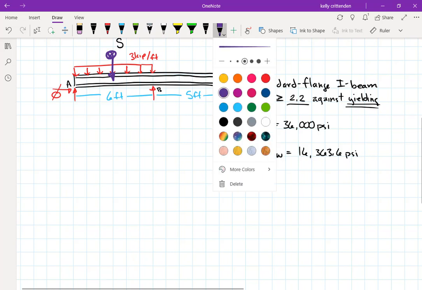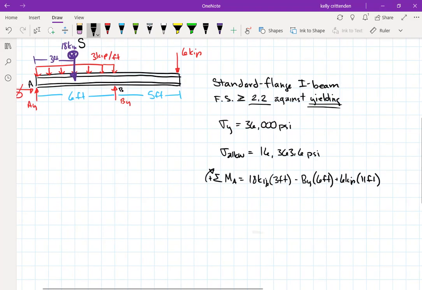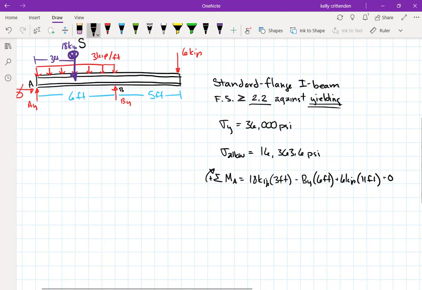We'll lump that together as 18 kips, and it'll be set over 3 feet. And we'll write a moment equation about A. We'll say that clockwise is positive, and so we have 18 kips, and that has a 3 feet moment arm. We'll have BY, which is going to be this guy. This will be AY. So minus BY, that has a moment arm of 6 feet, and then 6 kips has a moment arm of 11 feet. And those all need to add to 0, and we can solve for BY.